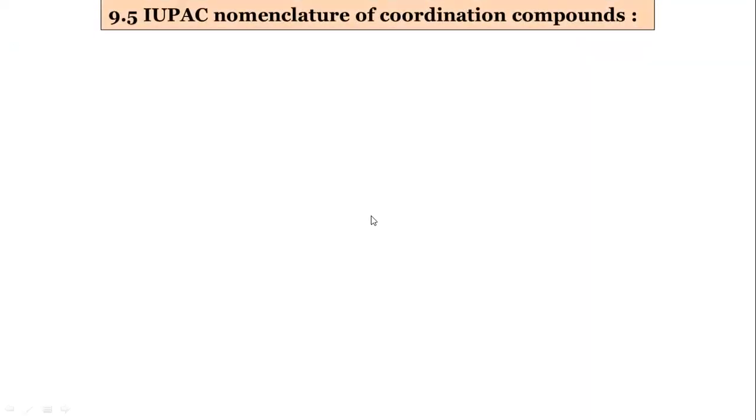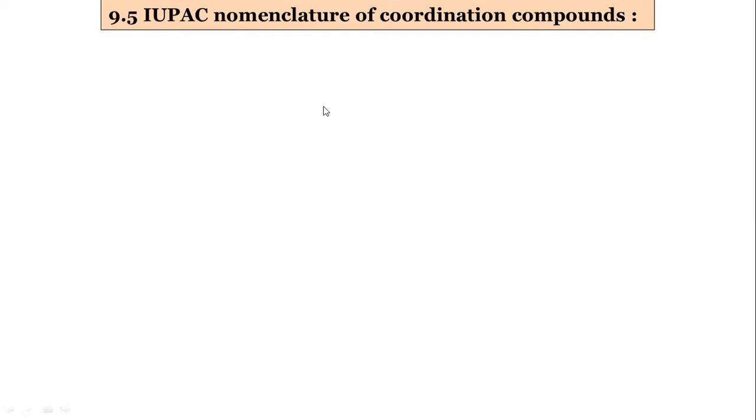Now today we will start this very important part, that is the nomenclature of coordination compounds. Up to the nomenclature, all the part is completed and covered. We can read it in the notes, or you can read it in the textbook also.